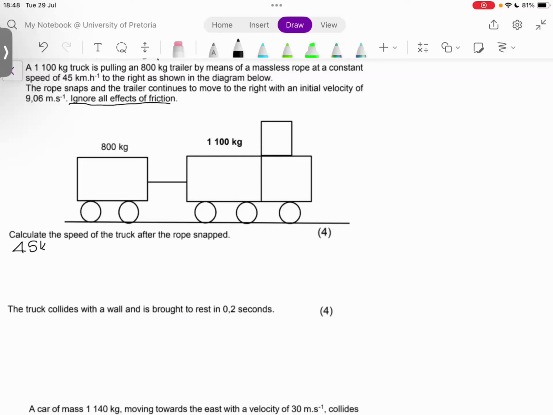45 kilometers per hour. If we had to convert that to SI units, what would that be, guys? Can you please post that in the chat?